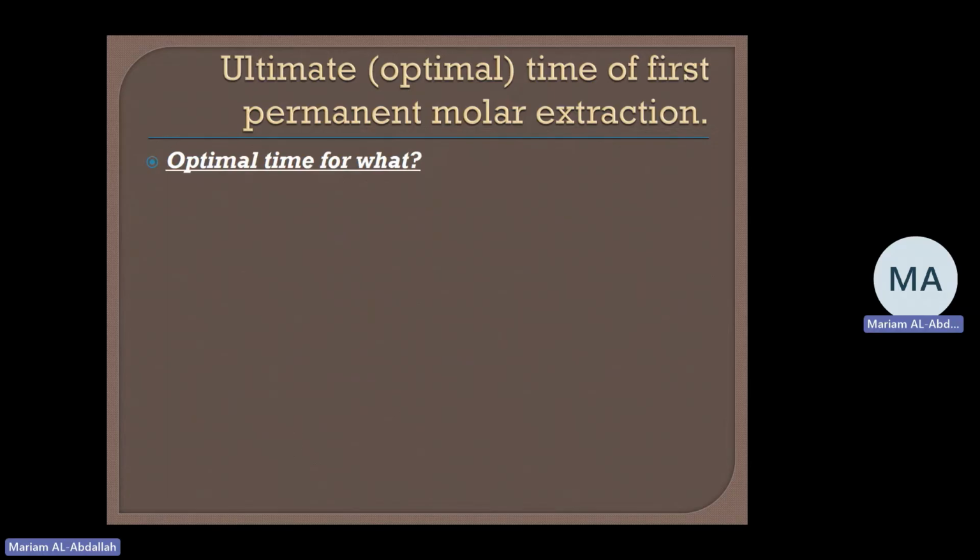Optimal time for what? If we have a 6 of poor prognosis, or if we need to extract the 6 for whatever reason, then it's important to choose the time where the 7 can replace the 6 with minimal consequences. So at the end, it looks like there was no missing 6. The 7 comes in its place with minimal consequences. So this is what we call an optimal time.